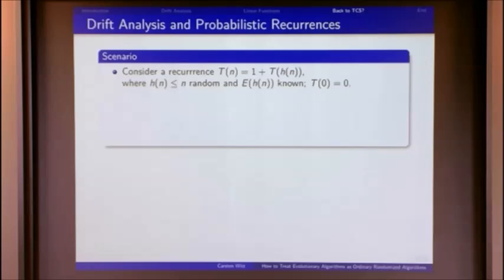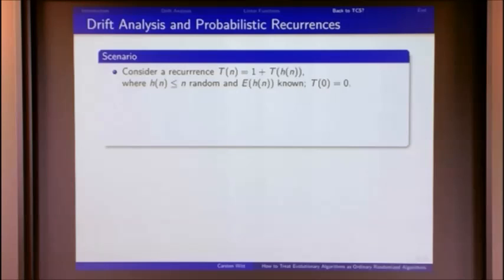But the major thing is that this h of n, the size of the derived problem, is random. A random number between 1 and n. And suppose we know the expected size of the derived problem. And of course, we also have to have a stopping criterion. If the problem size is 0, then we do not have to spend any work at all.